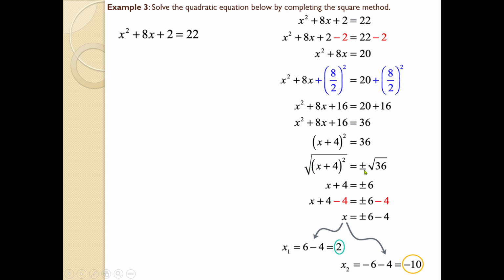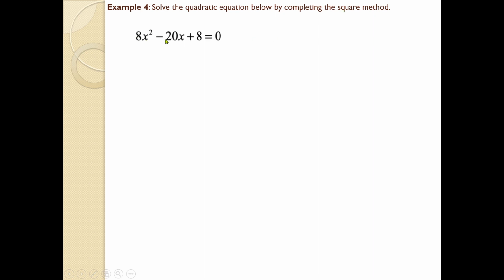Take the square root on both sides at the same time. Don't forget to put the plus or minus sign. It will automatically become x plus 4, and here it will be plus or minus 6. And from these steps I am not going to explain again and again. Follow the usual procedure. You will get the values 2 and minus 10. Let us go through another question also. Solve the quadratic equation below by the completing the square method. 8x square minus 20x plus 8 equal to 0.